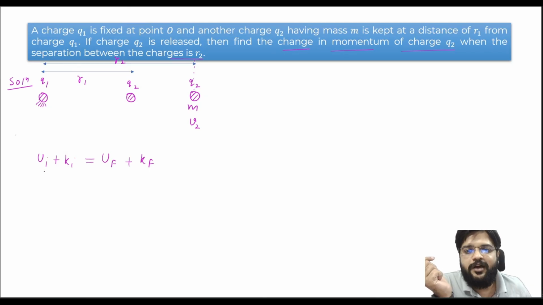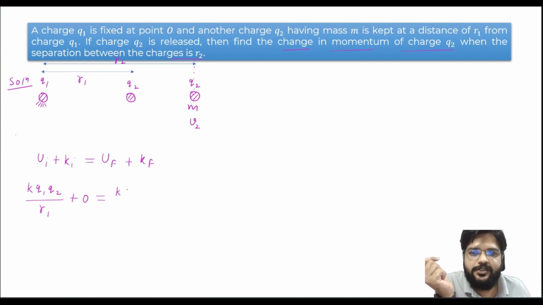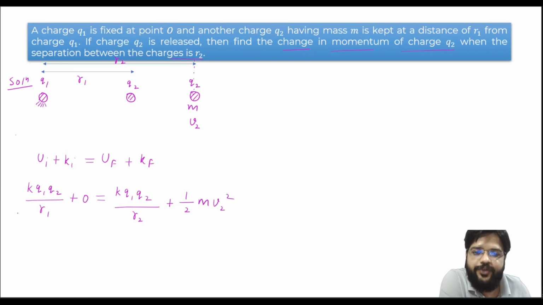So initially charge is present at R1 distance. So initial potential energy can be written as K Q1 Q2 by R1. And initially Q2 charge is at rest, everyone. So initial kinetic energy is 0. And then the separation between Q1 and Q2 is R2. So the potential energy can be written as K Q1 Q2 by R2. And when this Q2 charge is present at R2 distance and velocity is V2, then final kinetic energy can be written as half m V2 square, everyone. So from here we will get the V2 value.